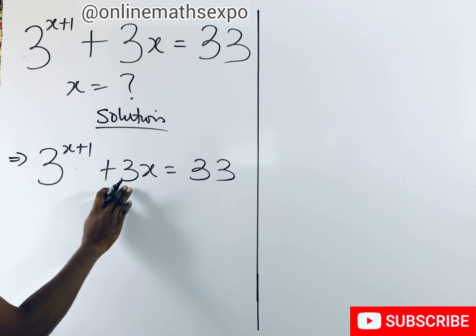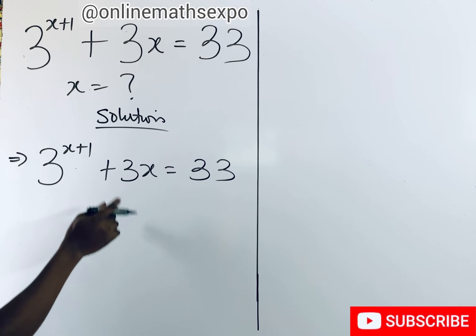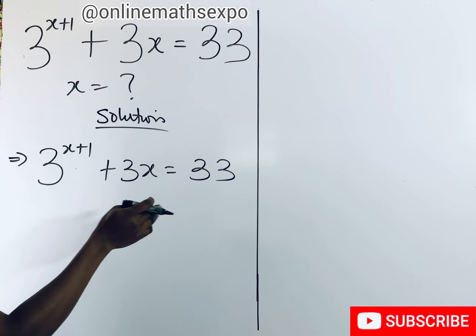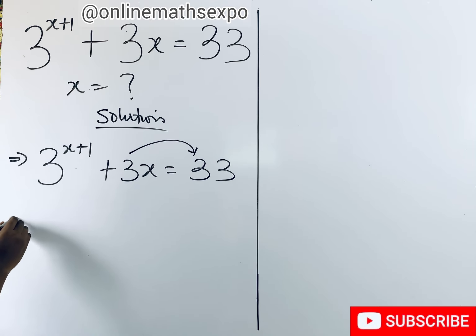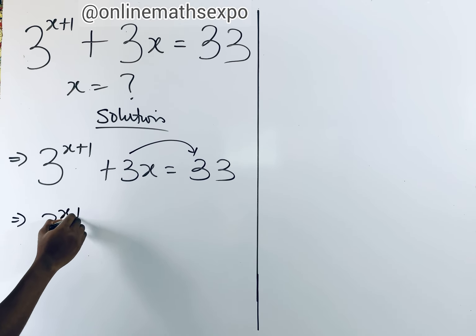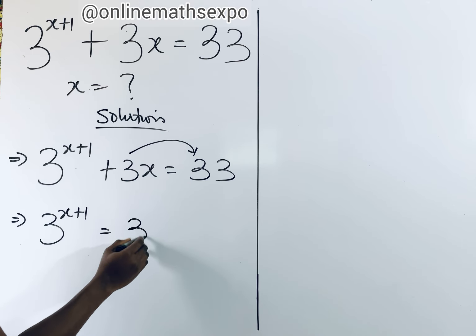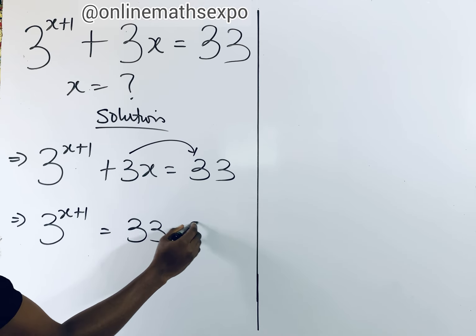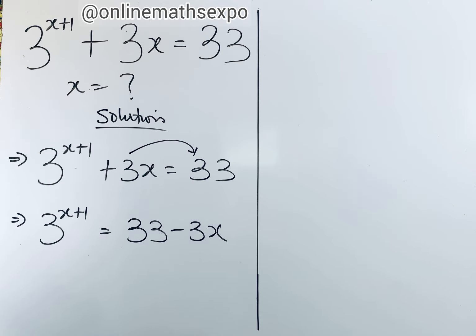Now, we can choose to move this to the right side. Remember, it's addition, so you are going to subtract, okay? So we are going to have 3 to the power of x plus 1 is equal to 33 minus 3x. Interesting. Now, what do you think we should do next?